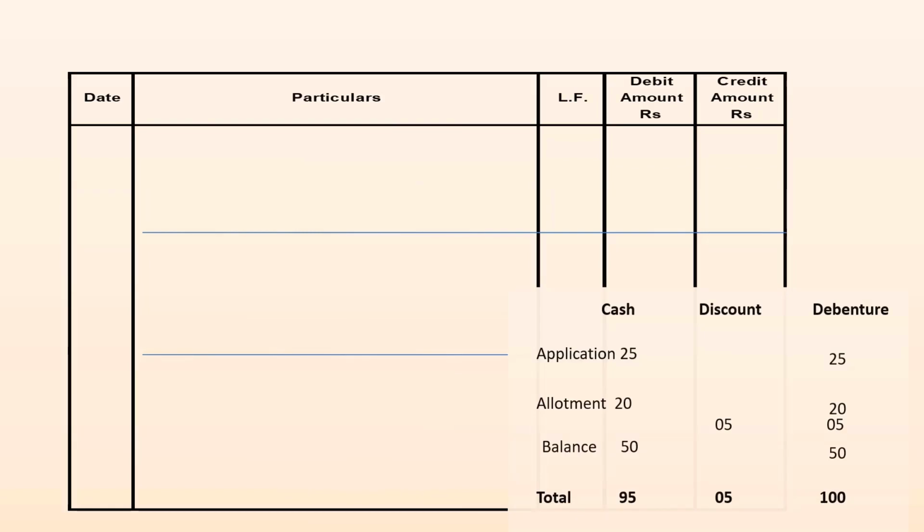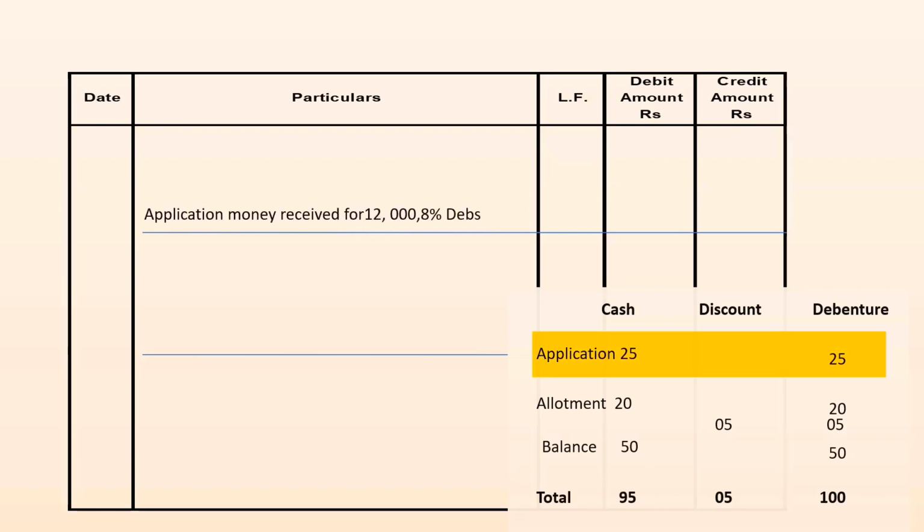The journal entries passed in each stage will have to reflect this. As we have already seen in the previous segment, each stage has two events and thus two entries. The receipt of monies under the application stage will first be recorded in the debenture application account. This will immediately be followed by a transfer to the debentures account.